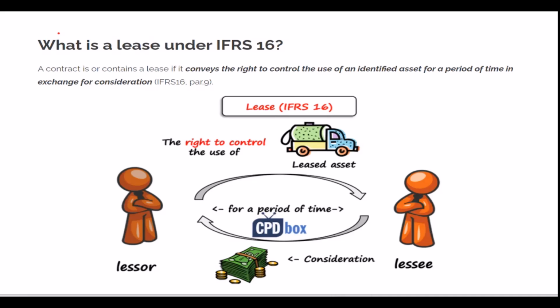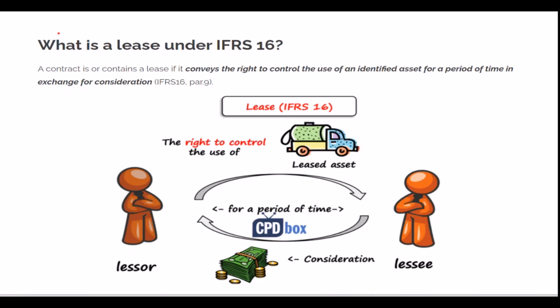When there's a contract and the lessee has received a right to control the use of an asset, but the item cannot be identified, it is very ambiguous. We don't know which asset it is. Then it is not a lease under IFRS 16. And then also there has to be an exchange for a consideration.